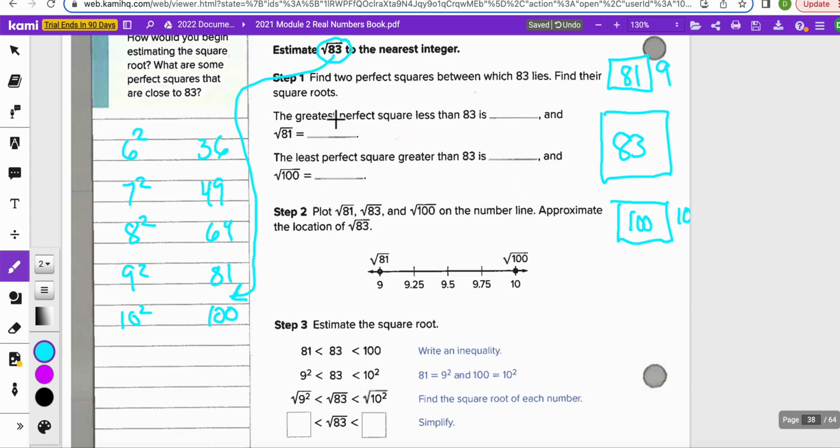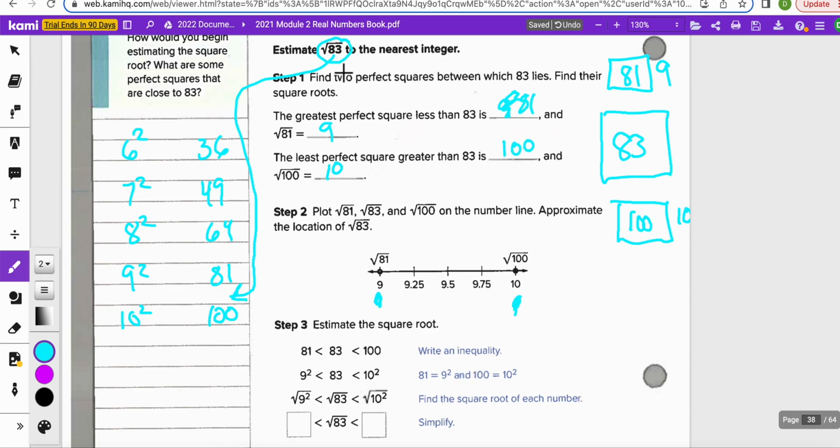So the greatest perfect square less than 83 is 9 squared, or 81, and the square root of 81 is 9. The least perfect square greater than 83 is 100. Therefore, the square root of 100 is 10. So here again, they're saying that the side length is going to fall somewhere between 9 and 10.